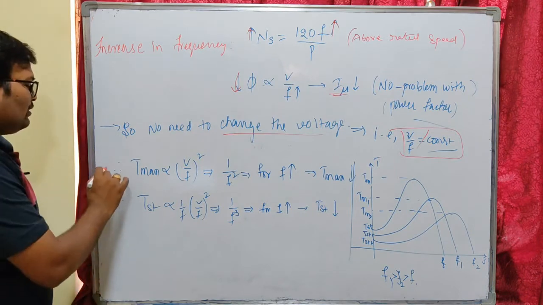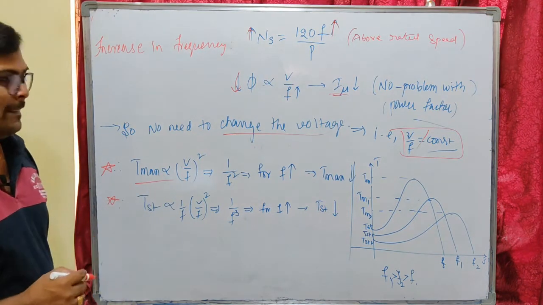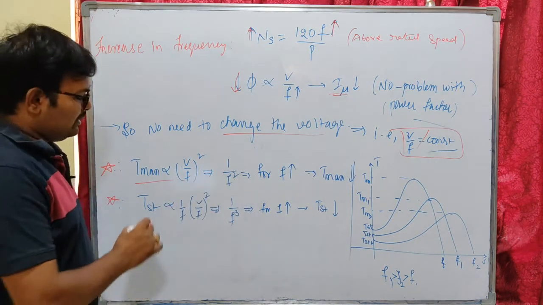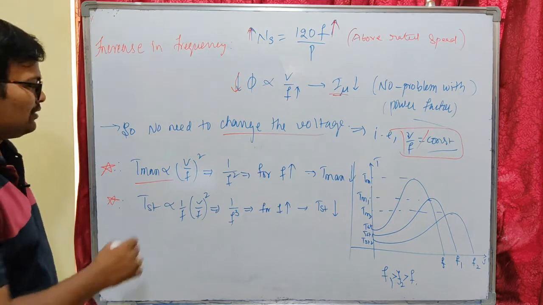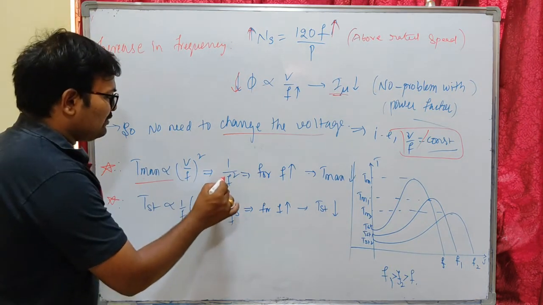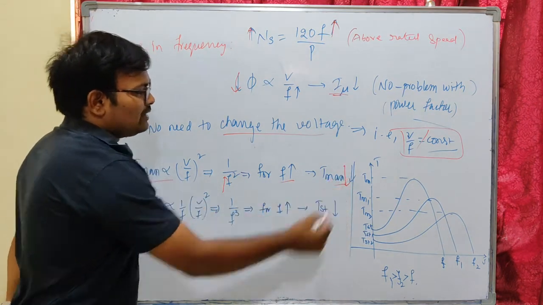Now what is happening to our maximum torque and starting torque? As maximum torque depends on V by f whole square, that is dependent on f square. T max is inversely proportional to f square, as V is constant here. As we are going to increase the frequency, our maximum torque will reduce. For increasing frequency, our maximum torque will reduce.